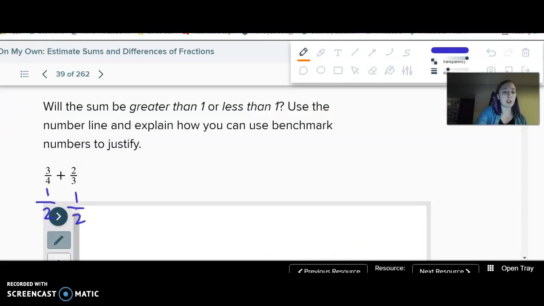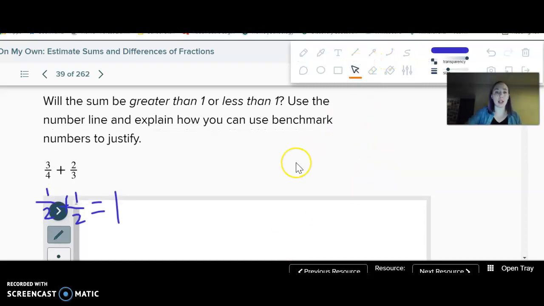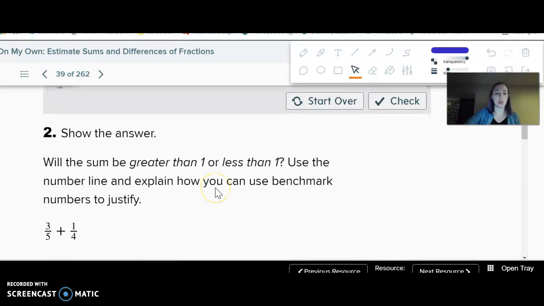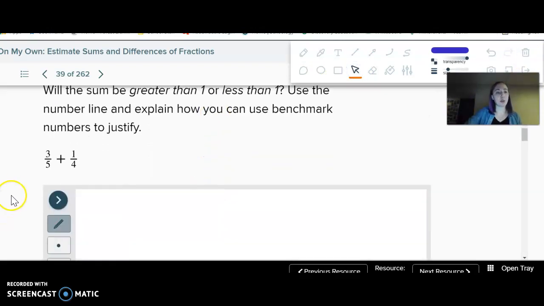So even if I round them both to 1/2 and I add them, I get 1, but they were both bigger than 1/2, so I know my answer will be bigger than 1. If I visualize it on a number line, I can say, okay, if they're both sort of over here somewhere, and I combine them together, I know I'm going to go past 1 with my answer. Here we have 3/5 plus 1/4.